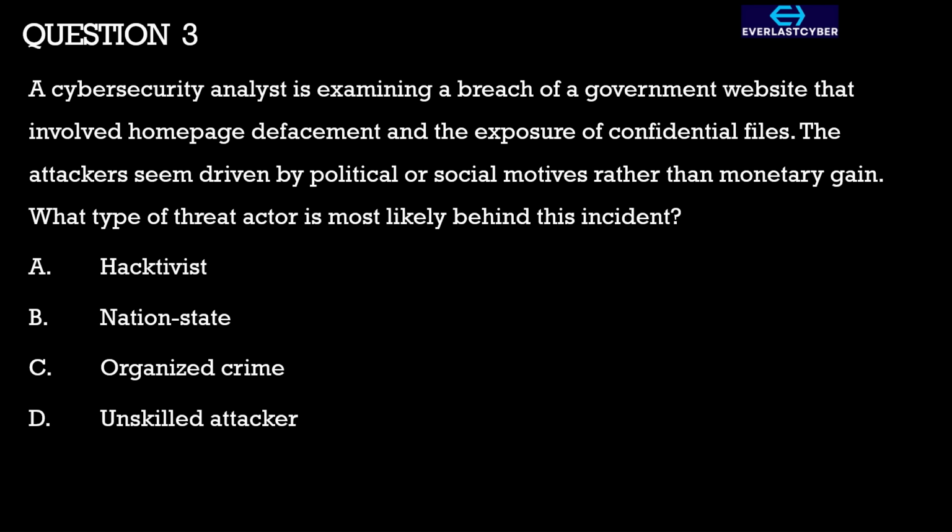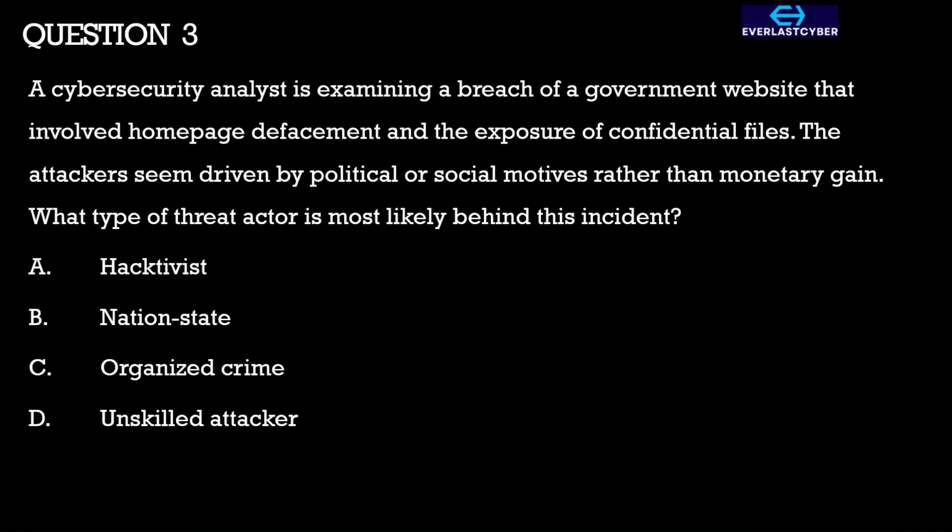Question 3. A cybersecurity analyst is examining a breach of a government website that involved homepage defacement and the exposure of confidential files. The attackers seem driven by political or social motives rather than monetary gain. What type of threat actor is most likely behind this incident? A. Hacktivists. B. Nation states. C. Organized crime. D. Unskilled attacker.